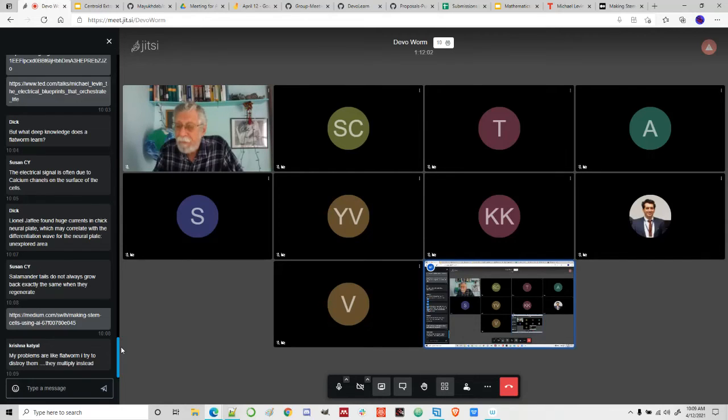Susan says salamander tails do not always grow back exactly the same way when they regenerate. That's true, and there are a lot of environmental cues, and we talked about environment a couple weeks ago. What does it mean? One of the things I guess it means is that it's an organizing signal. That's still pretty vague, but I think that's something to talk about in more detail, because that's true. They don't grow back the same way. They just make do with the cues that they have.